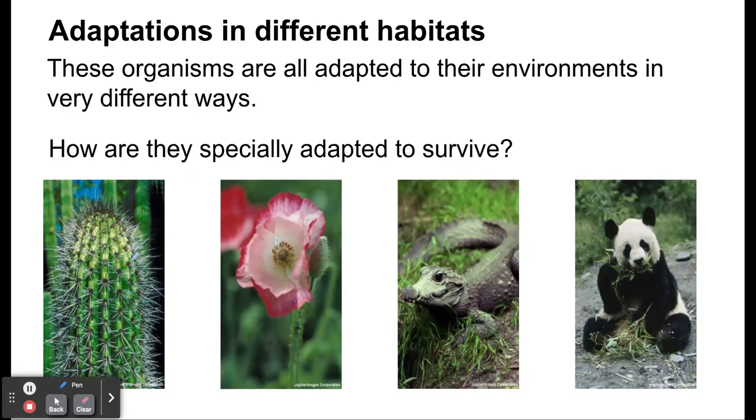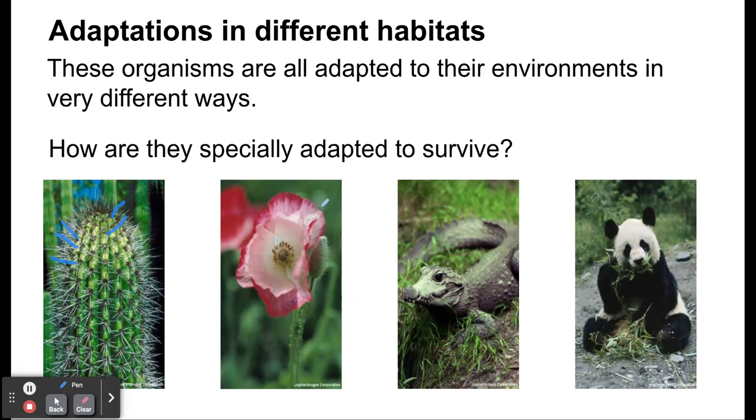So something like a cactus here, you can see all of these big spiky pieces. Okay, those spikes or spines are designed to be there instead of leaves so that the cactus does not lose as much water in the dry deserts as something with large leaves like some of the other trees would have.